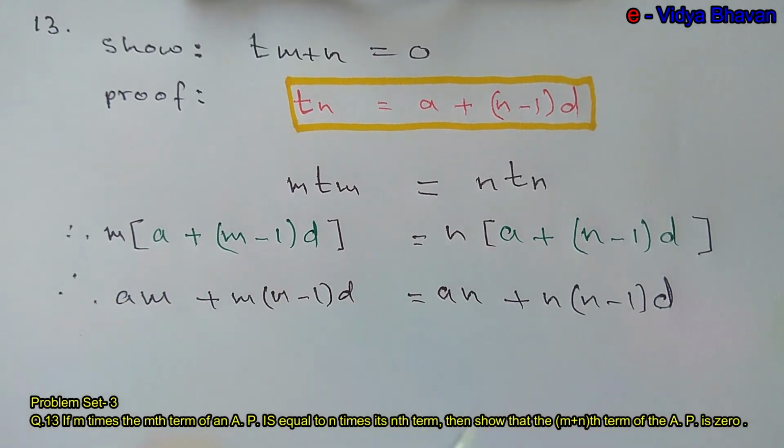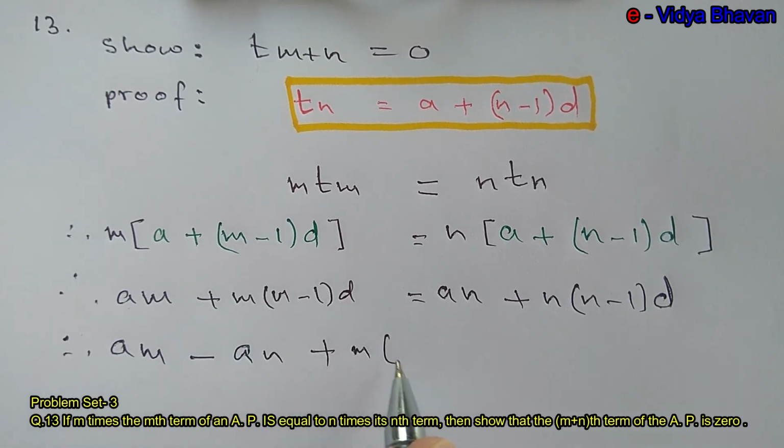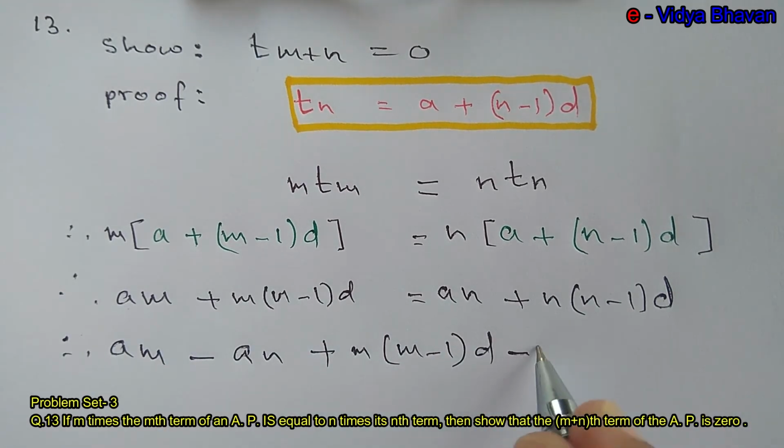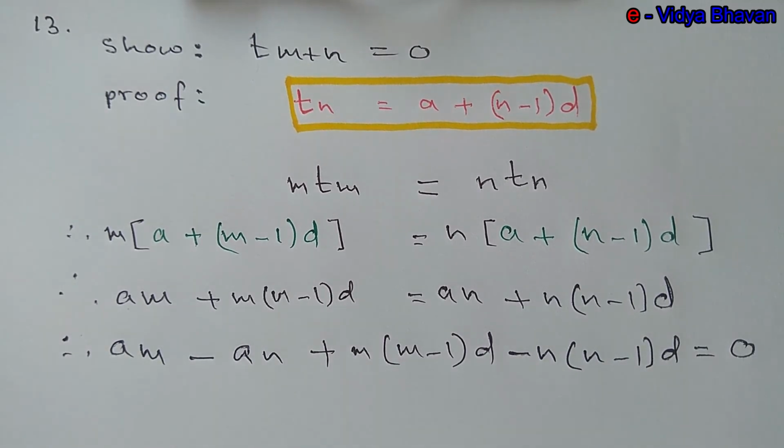Now let us take everything on the left hand side. So first we write down am here, and this an is coming this side, so it will become minus an. We'll first write down this, bring this on the left hand side, and this is nothing but equal to 0. Now, here in these two terms, we'll take a common.